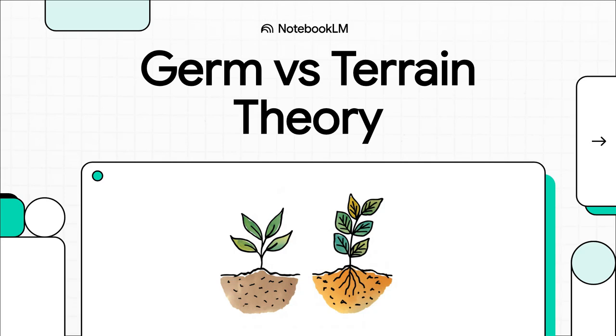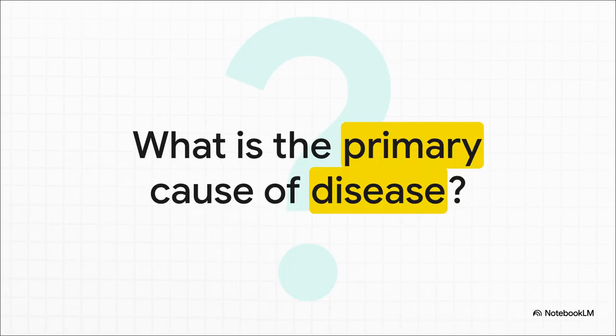Have you ever stopped to think about what getting sick really means? For more than a century, how we answer that question has been shaped by two major and pretty different frameworks. In this explainer, we're going to take a neutral look at these two historical models, germ theory and terrain theory. See, it all really boils down to one fundamental question. What is the primary cause of disease?